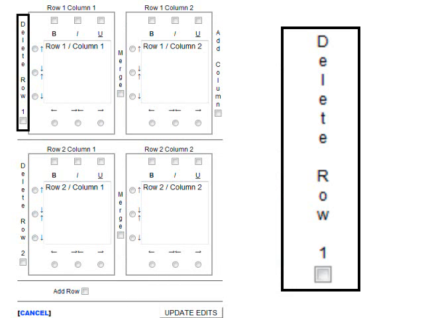To remove a row from your table, place a check in the box and then scroll down to the bottom of the TableMaker page and click the Update Edits button. All tables must have at least 1 row, so the Delete Rows checkboxes will be visible only if you have more than 1 row in your table.